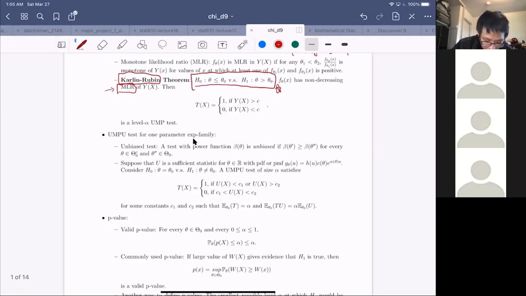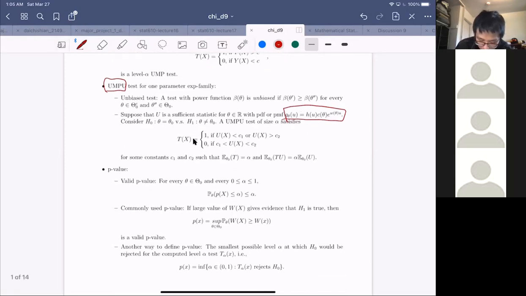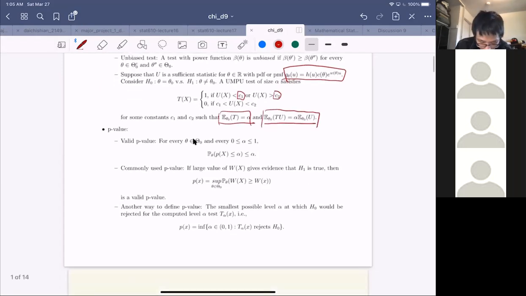And also the UMPU test. So next is another theorem, you have to check that. Actually this theorem only holds when the densities look like the exponential family. And you have to construct the test. You have to find the constants C1 and C2 to satisfy these two conditions. And also we learned the definition of a p-value.